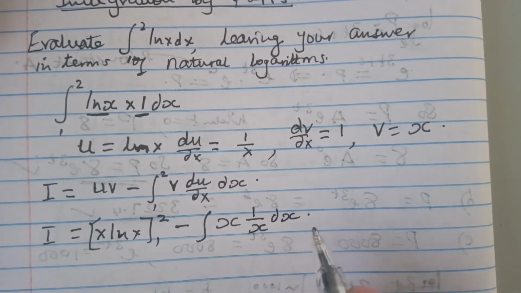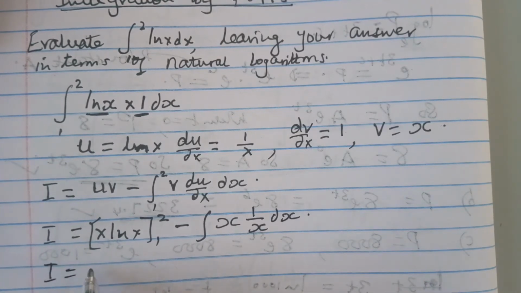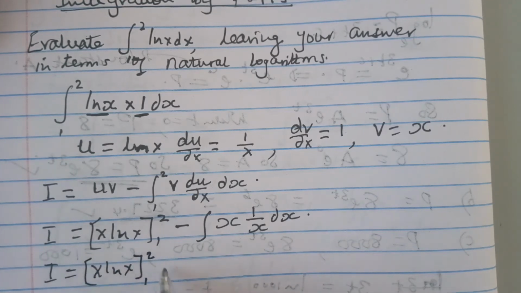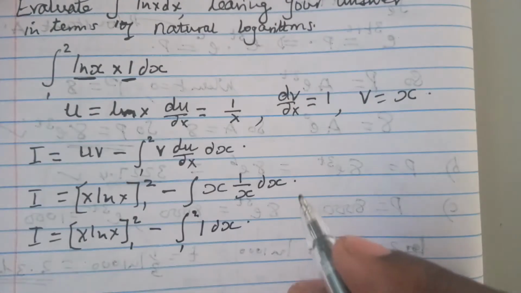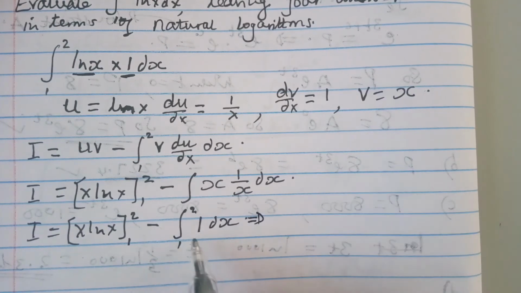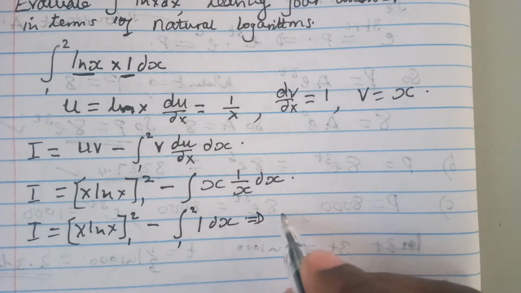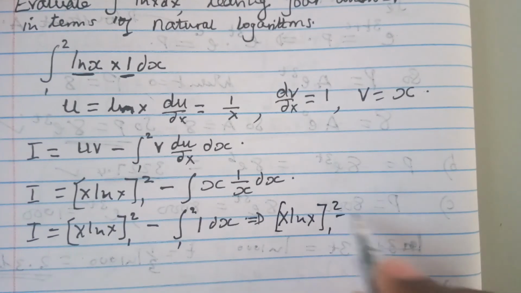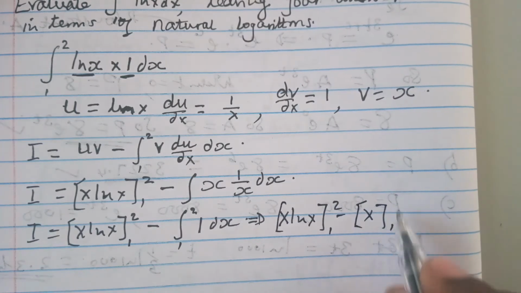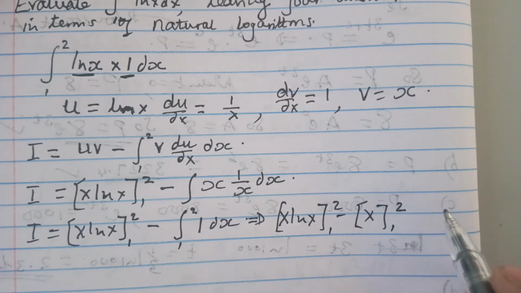Of course, it goes without saying that the integral is going to be x ln x with limits again, minus the integral of, this x cancels with this x, the integral of 1, of course the limits maintain, the integral of 1 dx. Now, we are very much confident that the integral of 1 is simply x. So we are going to have x ln x with limits minus x with limits. And that is exactly what we are having.